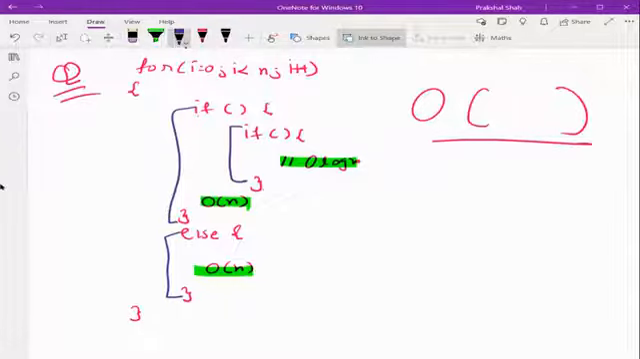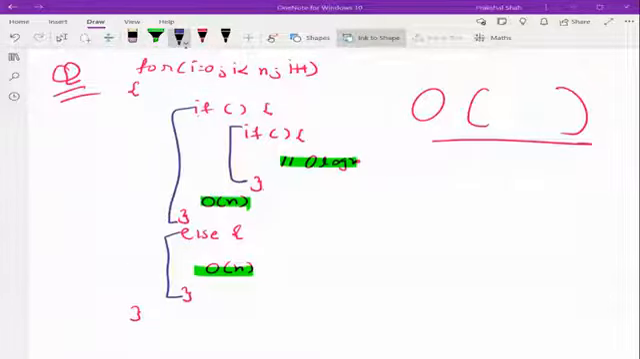No, it's not order of n, it's not order of log n either. Okay, now tell me. No, it's not n log n also. You have to think about the worst case. Okay Mac, I will explain to you.